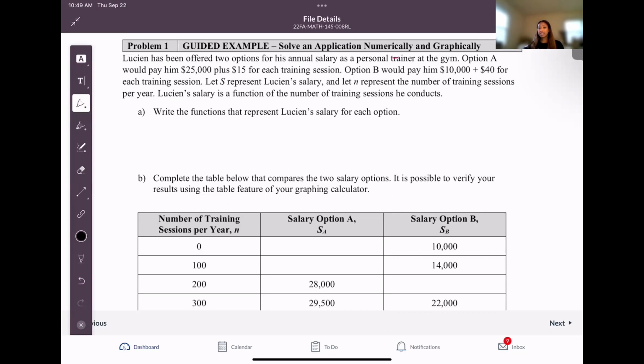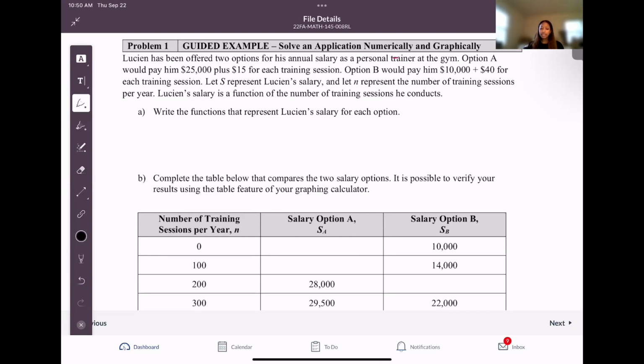So obviously the first option starts off with much more money. We're starting off with $25,000 versus the second option, which starts off with $10,000. But with the first option, you only get $15 for each training session. But for option B, you get $40 for each training session. So to determine which job offer he should take, it'll depend on the number of training sessions, I guess. It would help us to write a linear equation to represent each situation and then to graph the lines to see which one is above the other, okay?